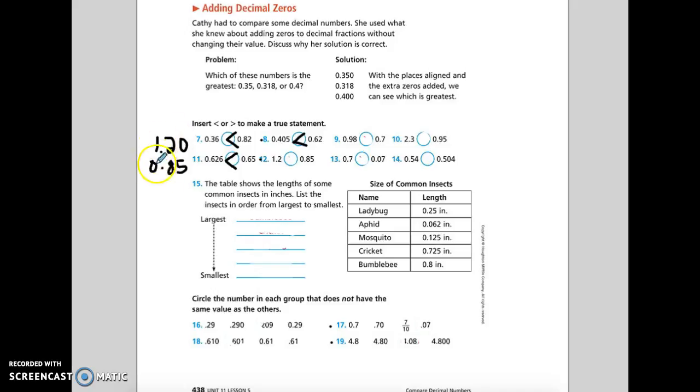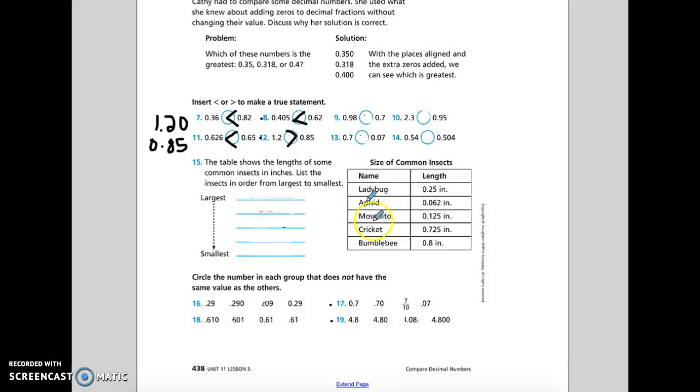So first I'm going to start with my ones column here. Oh, and look, there's a 1 and a 0. Which one's bigger? 1. So right off the bat, I know that 1 2/10 is bigger than 85/100. All right, now this is a great problem, and this is one that I see over and over again. So you really want to pay attention to this one. It says, the table shows the lengths of some common insects in inches. List the insects in order from largest to smallest. Now, we're really lucky because they lined all of these up for us, okay? The only thing I see is that I might need to add some zeros in here.